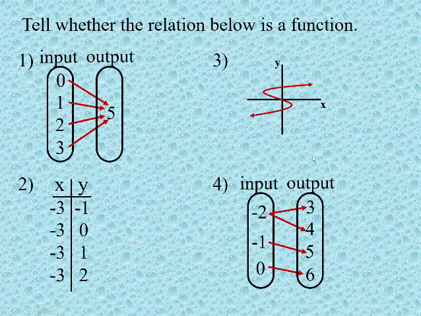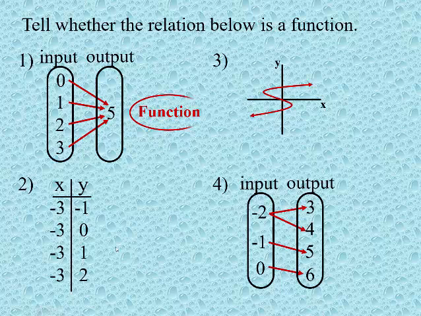All right, let's look at these. Determine whether they're a function or not. Here are the inputs, 0, 1, 2, and 3. Each one of these inputs goes to the value 5. Oh, interesting. Well, yes, this is a function because each input only goes to one output. Down here, -3 goes to -1. -3 also goes to 0. -3 goes to 1. -3 goes to 2. Notice how the input -3 goes to 4 different values. So down here, it is not a function.